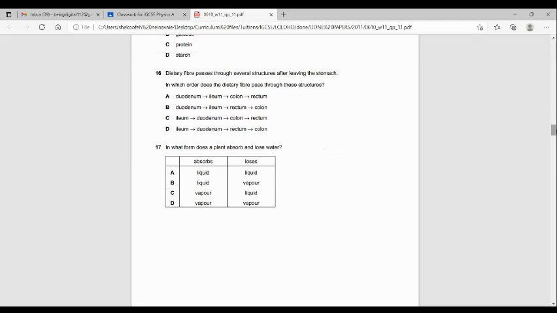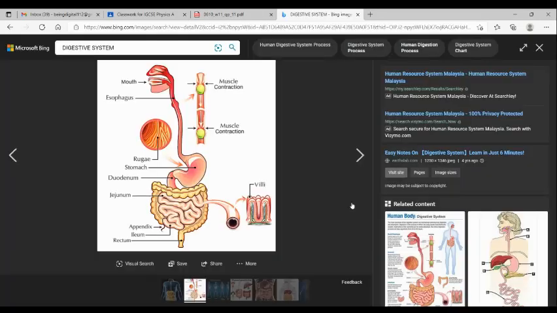Question number 16. Dietary fiber passes through several structures after leaving the stomach. In which order does the dietary fiber pass through these structures? I have to find the order of the different organs that are joined together. Let me show the passage of the food on the diagram very fast. The food is taken in through the mouth, and it goes into the esophagus. Through that, it goes into the stomach.